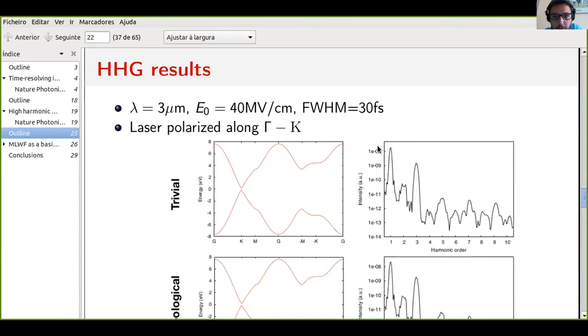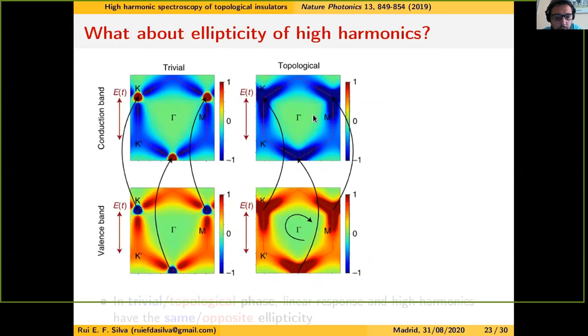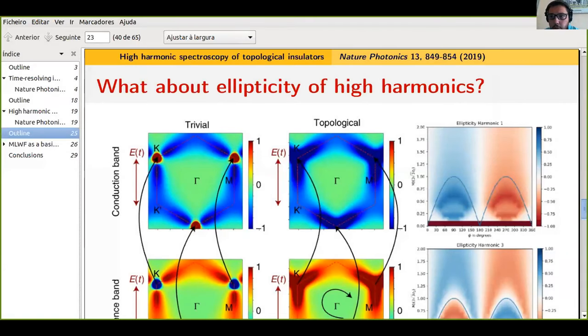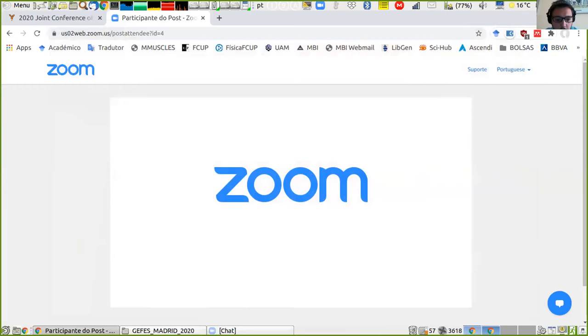So, do you see my screen? Yes, not yet in full screen. Okay. Now it's full screen. Sorry. I don't know why this is, sorry. Something is, I'm just going to, yeah.